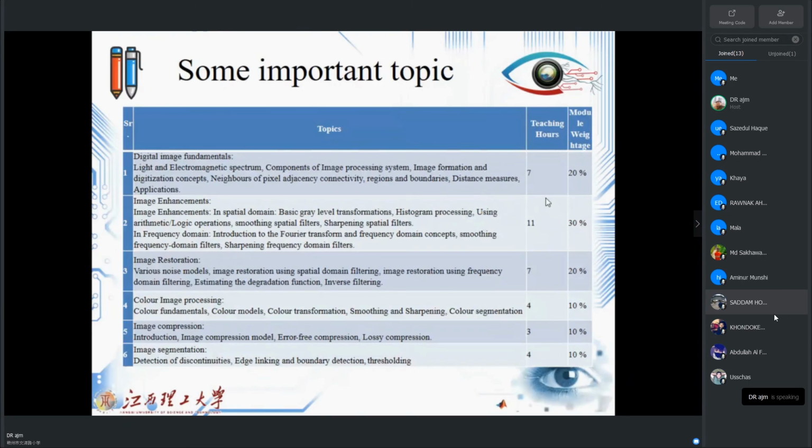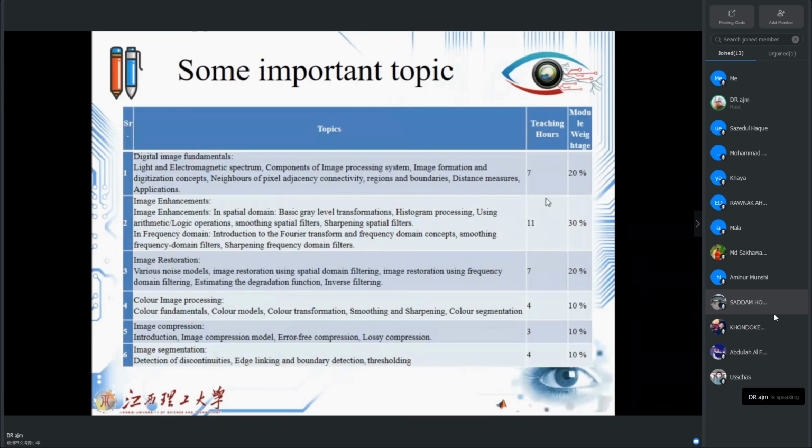In the second part, we go for image enhancement in the spatial domain and basic gray level transformation, histogram processing, some arithmetic and logic operations, and some frequency domain. In the third part, we go for image restoration, various noise models, and how we can generate the noise, see the performance on the image, how we should remove the noise from the image, and so on.